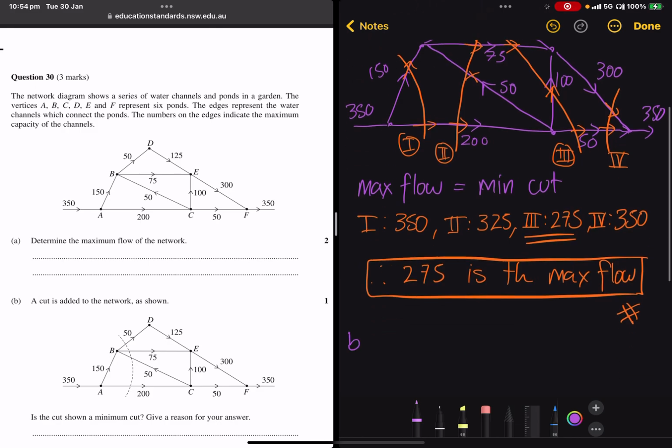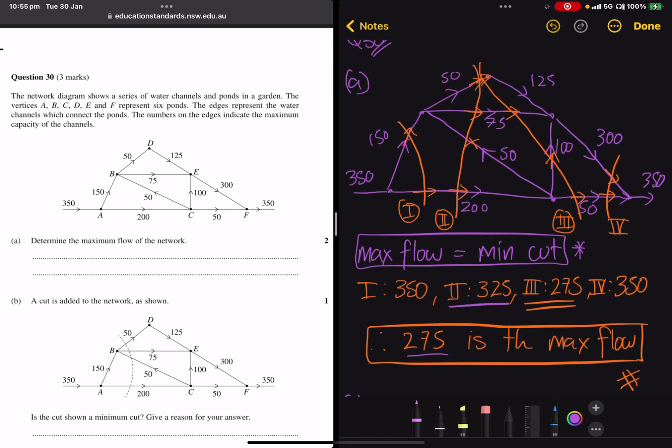Now for part B, we're told a cut is added to the network as shown. Is the cut shown a minimum cut? Well, we know the minimum cut is the maximum flow. Right? This is a piece of information that we've burnt into our memories. So 275 is the max flow, therefore 275 is the min cut. If we look at the cut listed, it goes through 50, 75, and 200. So it's actually cut number 2 up in our top diagram here. 50, 75, 50 backwards, and then 200.